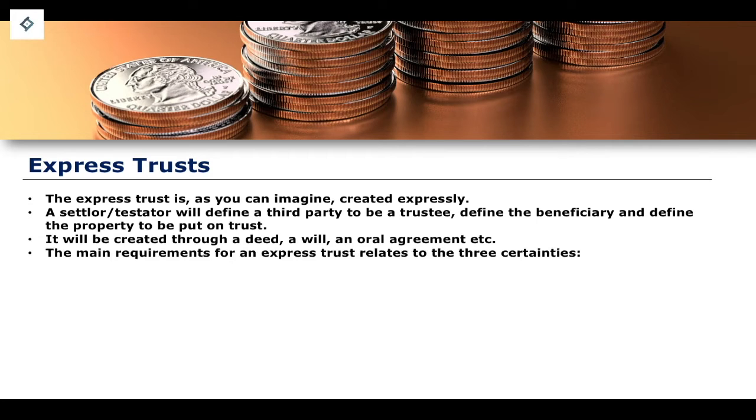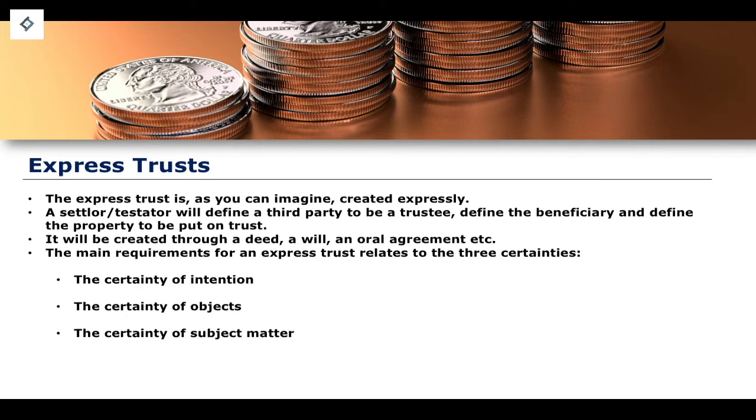And the main requirements that pertain to the creation of an express trust relates to what are known as the three certainties. Now, this is what we're going to spend the majority of our time in the next chapter on, looking at the three certainties. But for now, as a basic overview, there has to be a certainty of intention, there has to be a certainty of objects, and there has to be a certainty of subject matter. These are the three certainties which are the requirements which must be satisfied in order to establish an express trust.